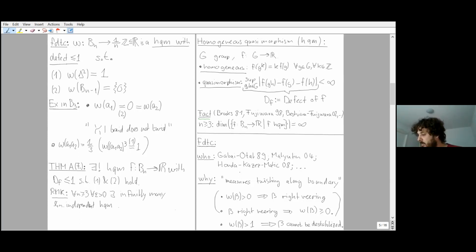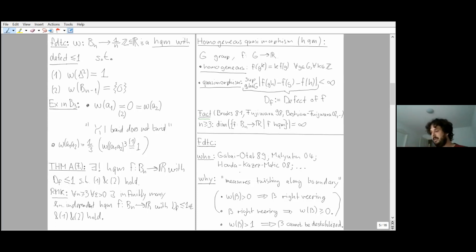homogeneous quasimorphisms from the n-braid group to R, with defect less or equal than 1 plus epsilon, and 1 and 2 hold. So whatever is going on in my characterization theorem, it somehow subtly depends on really pinning down the defect. Because as soon as you allow a little bit more, it's not at all unique anymore.